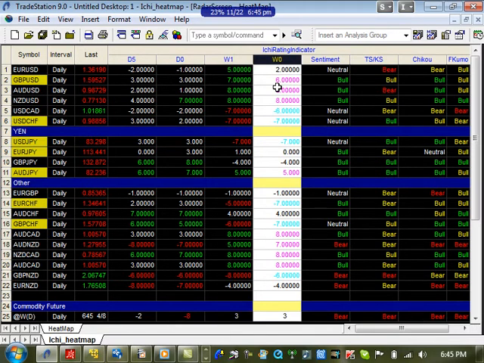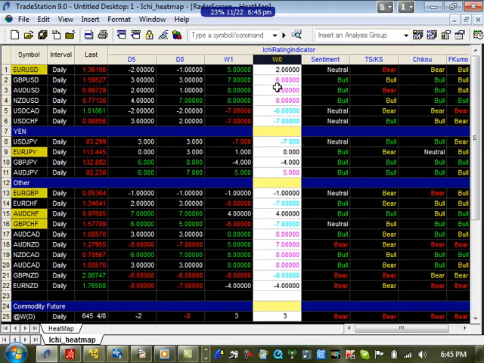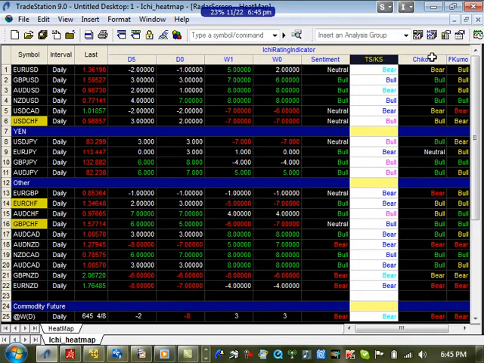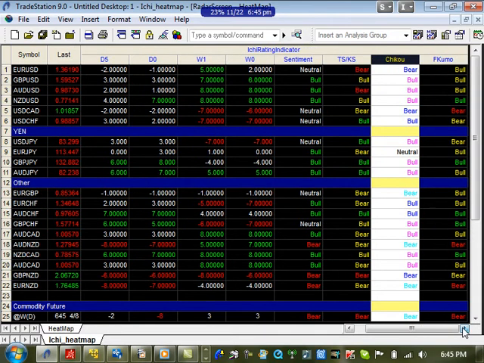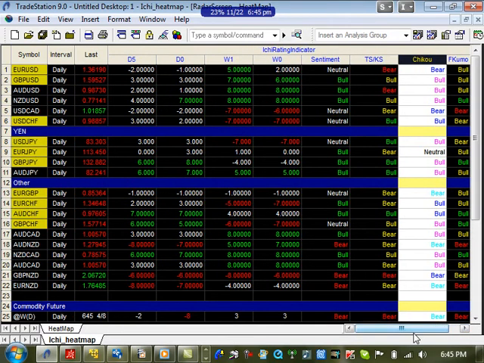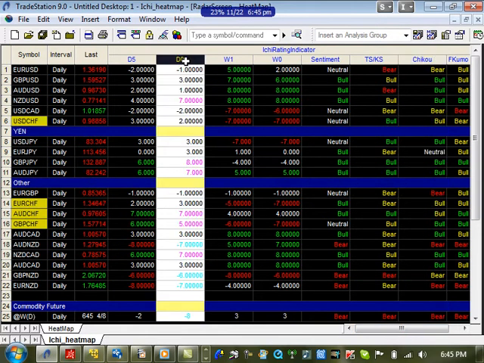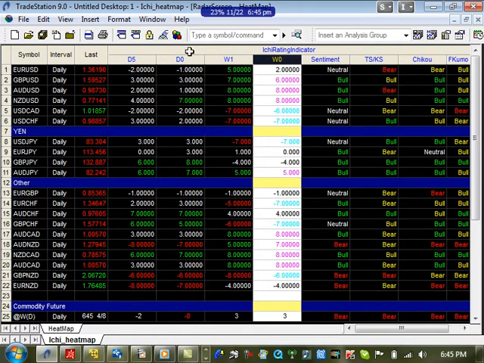W0 is the rating for the current weekly, and W1 tells you what the rating was last week. So we're showing you what the ratings were over the last week, to show exactly how they've changed. And then, of course, we give you the daily force settlement values for the Ichimoku rules. Before, we only had D0 and W0, which were the dailies and weeklies.